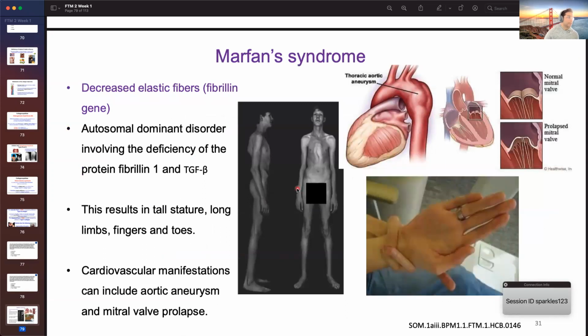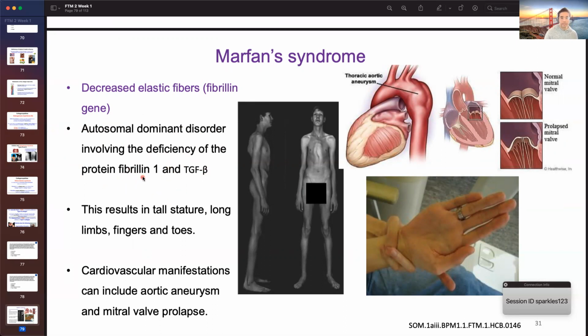Marfan's, right? Now, fibrillin is very critical. It's a very elastic fiber. It allows your aorta to take in a lot of pressure and doesn't allow it to rupture or dissect in any way. And it's an autosomal dominant disorder. Remember that: dominant, Marfan's, and it's a fibrillin 1 pathology.